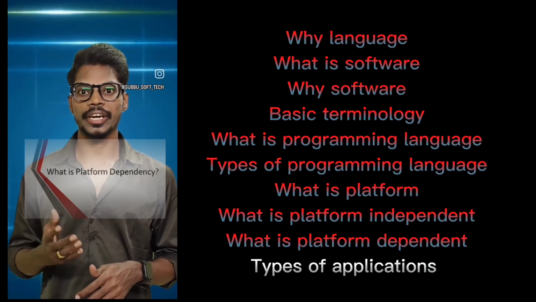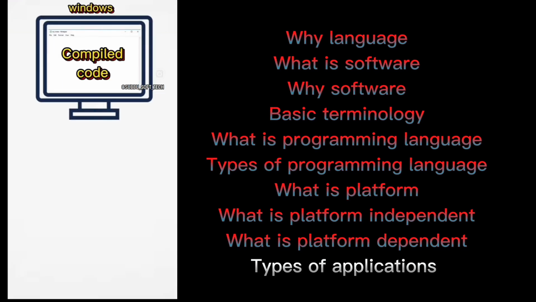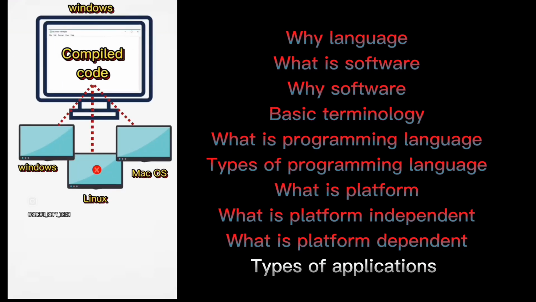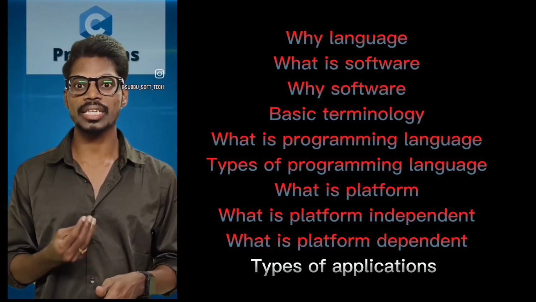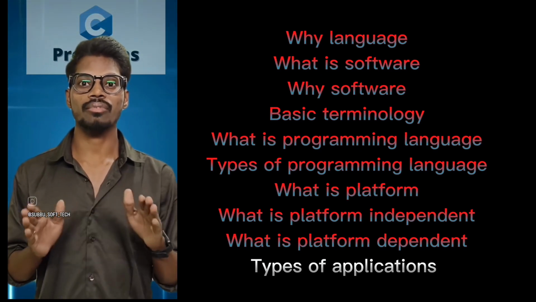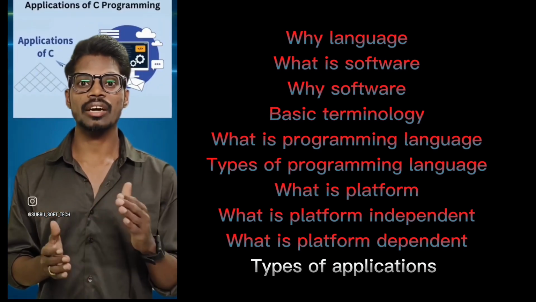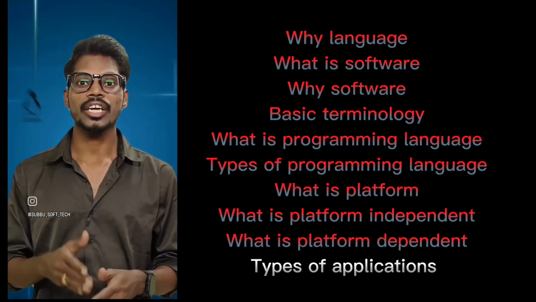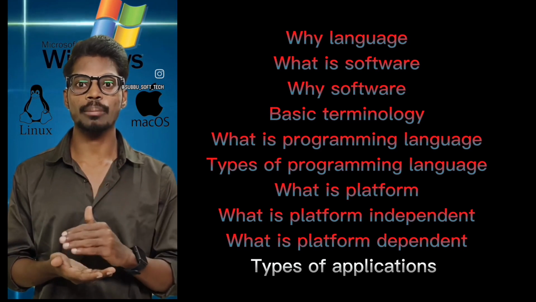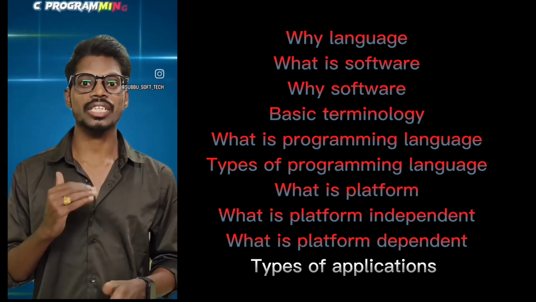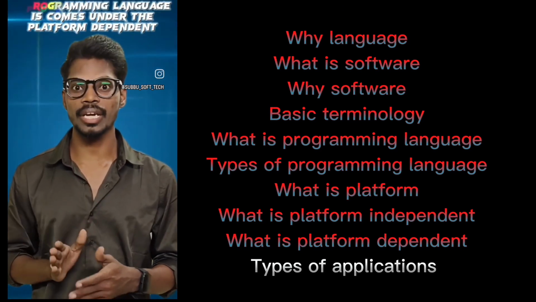What is platform dependent? If the compiled code is not able to run in all operating systems, and runs only in the current operating system, then that application comes under a platform dependent application. C language applications are an example of platform dependent. Since C language applications are not able to run in all operating systems, only the current operating system is able to understand the compiled code. That's why it comes under platform dependent programming language.